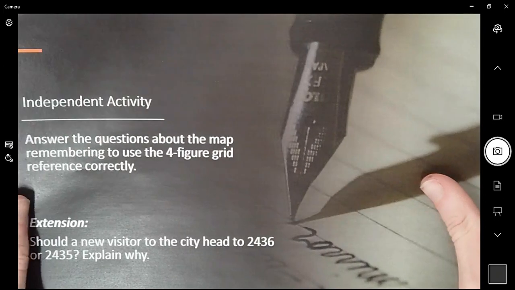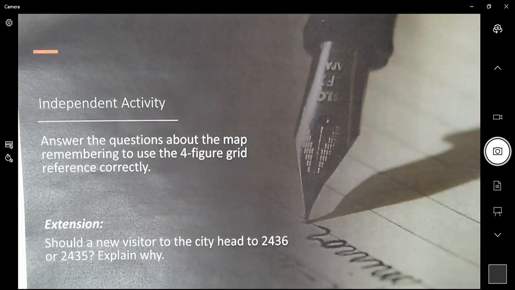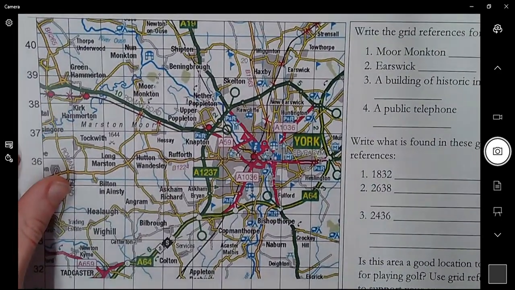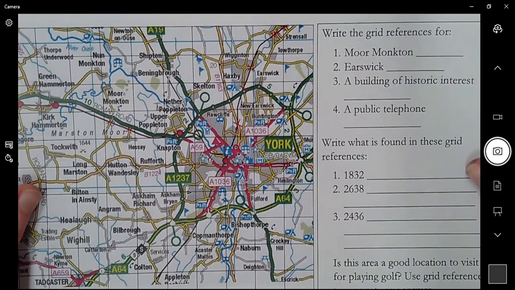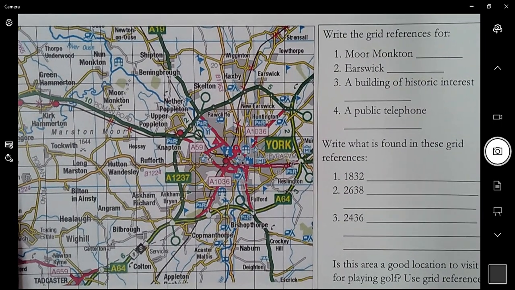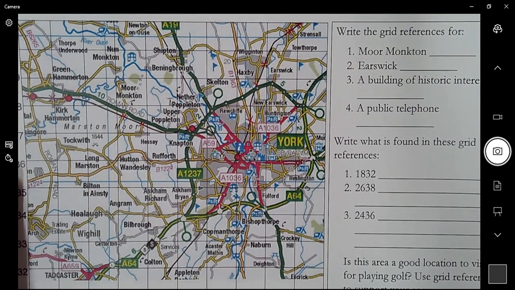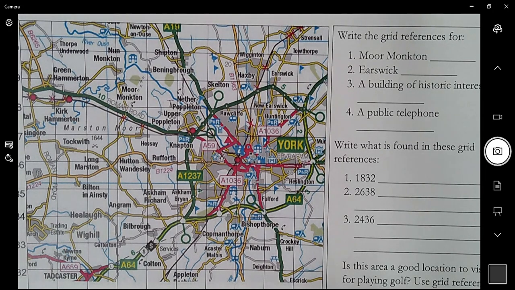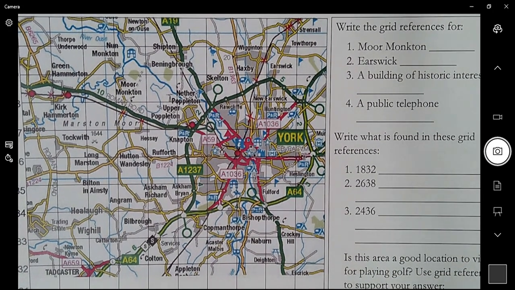So the independent task is, you're going to answer the questions about a map, remembering to use 4-figure grid references correctly. So I will show you the sheet. And this is the sheet. It is in your home learning as well, so you can print it off if you like. If you don't have a printer, don't worry. You can just download the PDF and read off that and write down your answers. Either one works, it really doesn't matter.